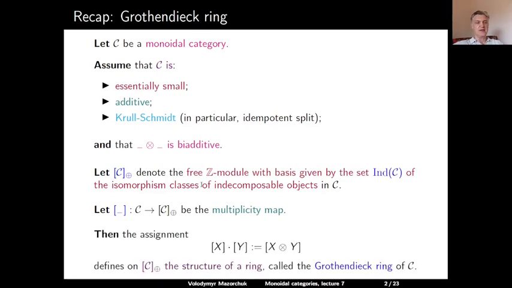Then we can define on this free Z module the structure of a ring. And this is defined using the tensor product. If we have the list of the multiplicities in some object X and the list of multiplicities in some object Y, then we multiply these two lists in the following way. Their product is defined as the list of the multiplicities in the object X tensor Y. So this defines on our free Z module the structure of a ring. And this ring is called the Grothendieck ring of C.